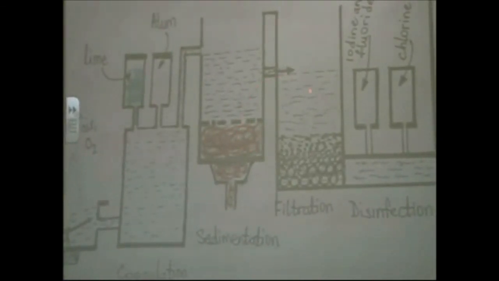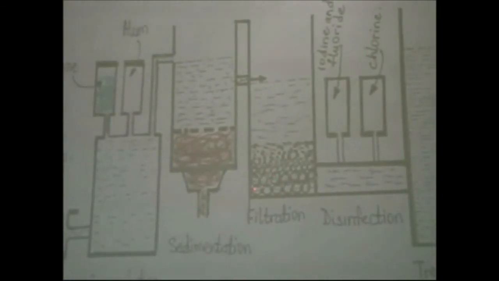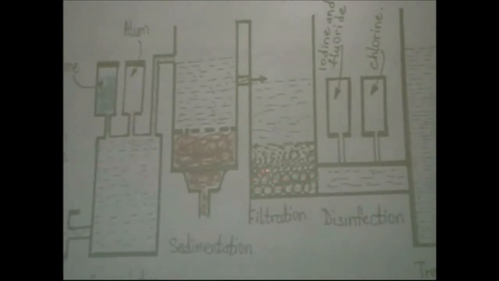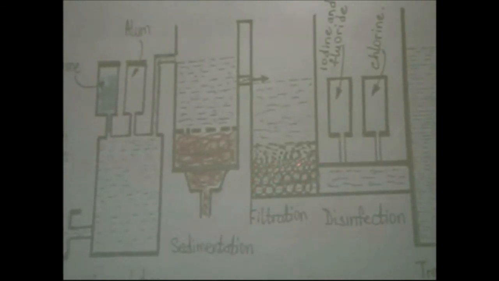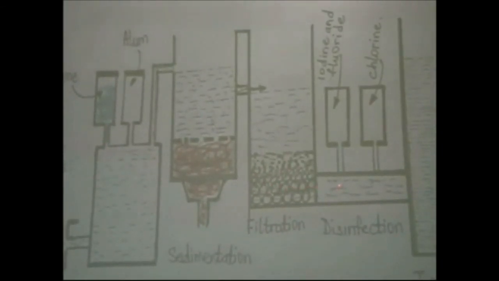Then you now allow it to go into a filtration tank. If you look at this filtration tank, you have a filtration bed containing gravels, sand, and charcoal, and then you filter it. When you filter it, the water you have there now does not contain any solid particle. But then the water contains germs. What do you do? You add chlorine to it to kill the microorganisms.